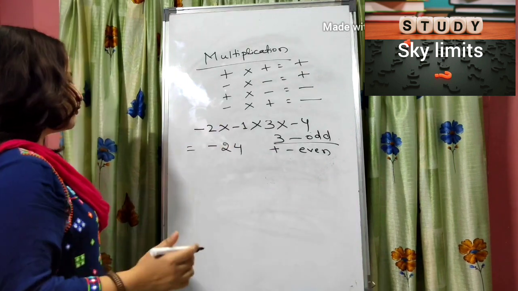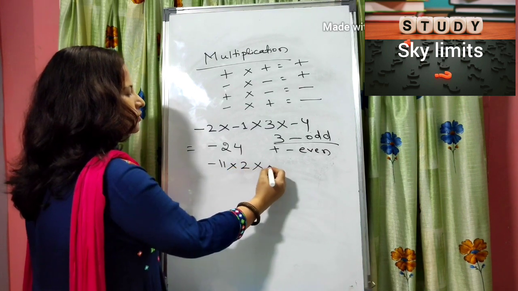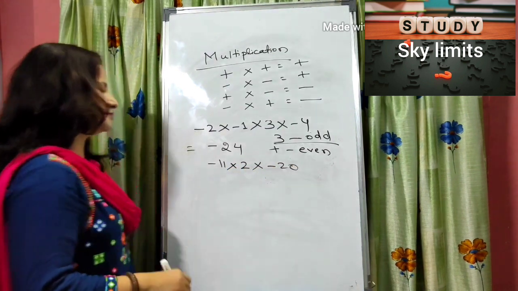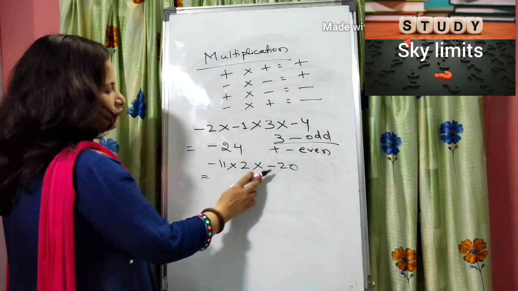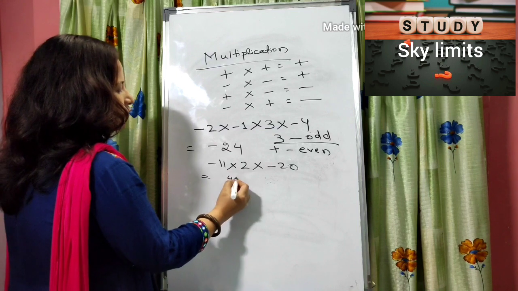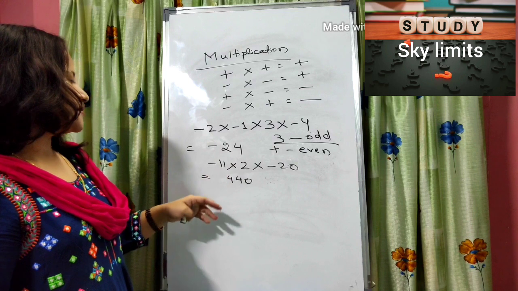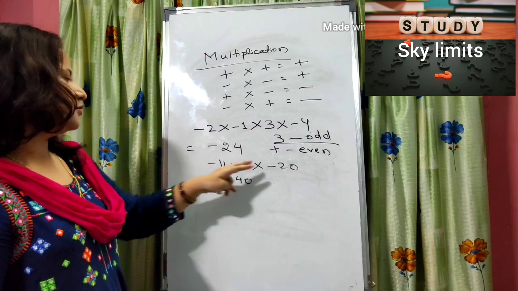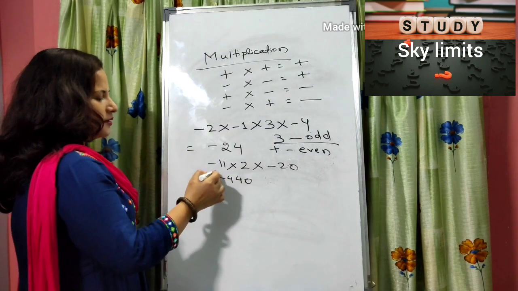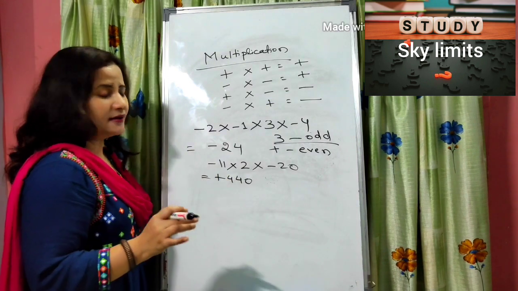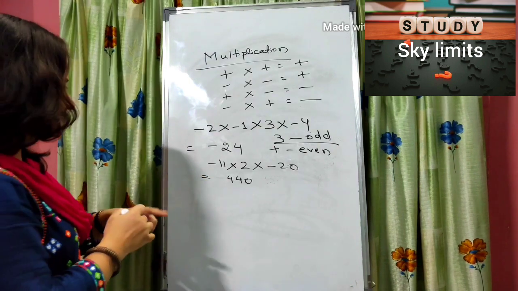Let me give you one more example. Minus 11 multiplied by 2 multiplied by minus 20. So after multiplication, how much are you going to get here? 2 multiplied by 20 is 40. 40 multiplied by 11, 440. Clear? So after getting the answer, now count the number of minus signs. How many minus signs do you have in the question? 1, 2. 2 is an even number. So the answer will be plus. It is not mandatory that you write the plus sign here. Obviously by default it is plus. I hope the idea is clear.